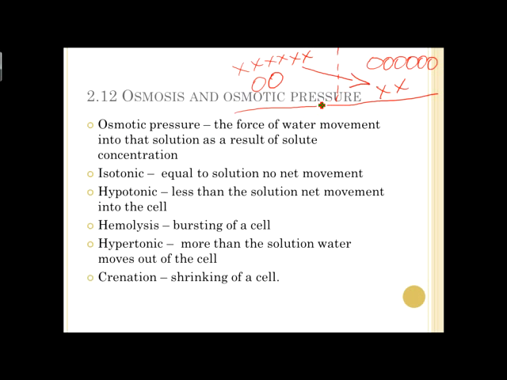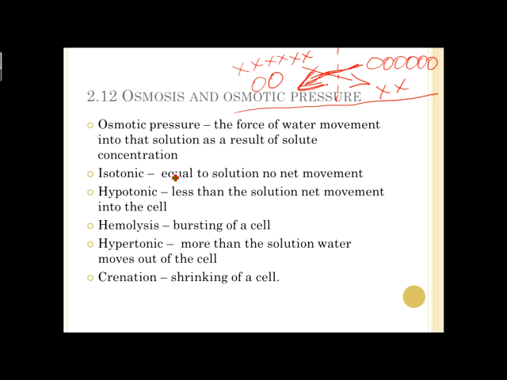Which way are the o's going to move? The answer is the o's are going to move this way until it's balanced on both sides. So what you get is the body is only trying to maintain homeostasis. The osmotic pressure is the force of water movement into that solution as a result of solute concentration. So the osmotic pressure gradient would be moving the water in this direction.